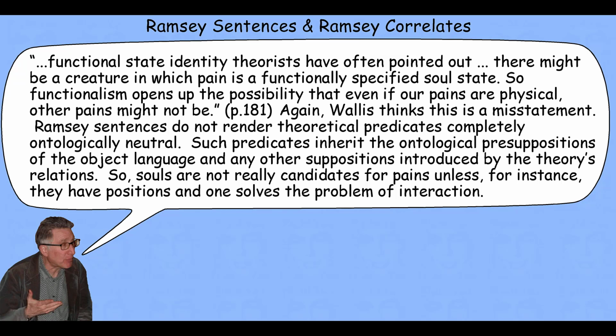Where did those things come from? Those are extra additional add-ins. Those are part of our interpretation functions. Those are the constraints that we place on how to understand the variables when we interpret them on our observation language. So the actual multiple realizability, the actual ontological neutrality that functionalism supposedly brings to the table, at least functional state identity theory, doesn't come from the Ramsey sentence itself. It comes from the relationship between that Ramsey sentence and the observation language. That's where all the action is.